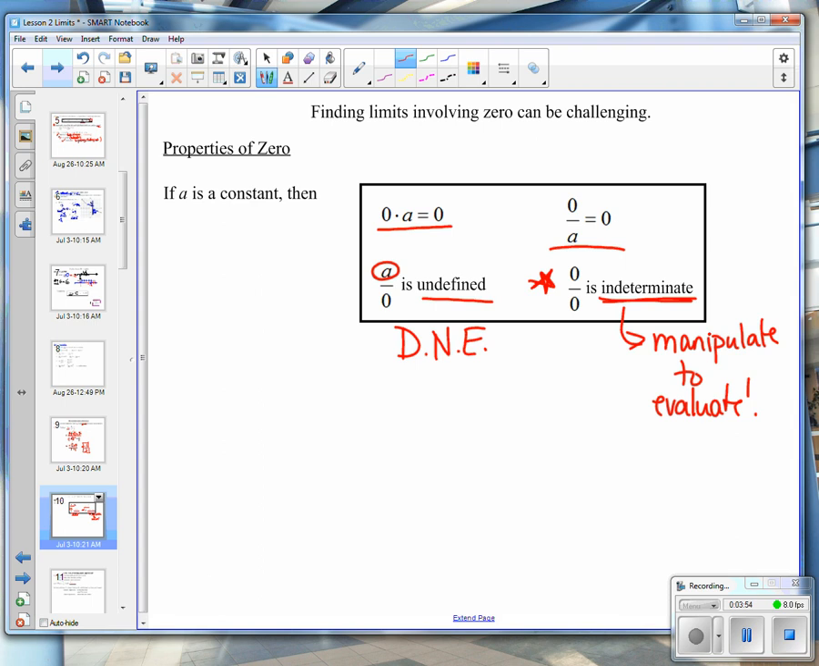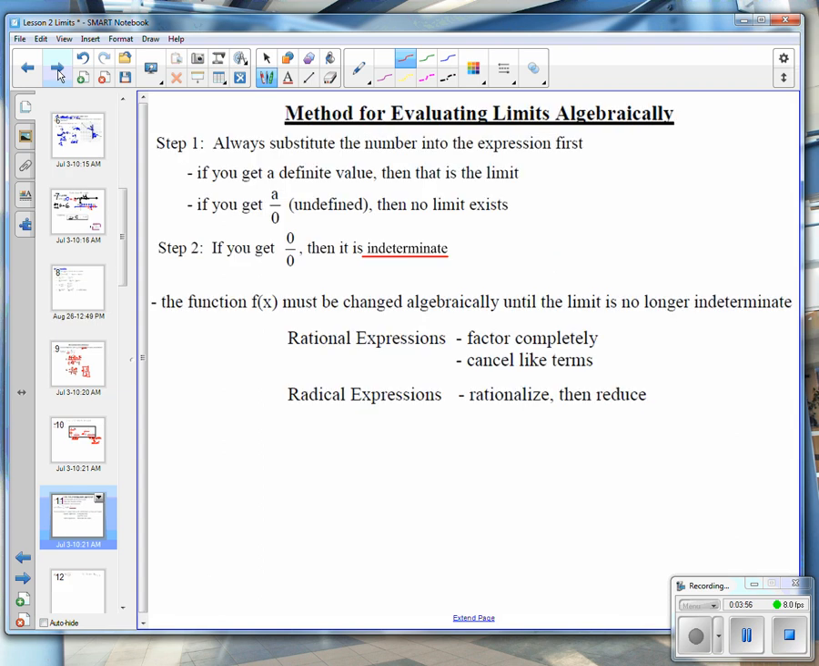Okay, so we've got to do something with that one. So let's look at some steps. Again, you guys can come back to these after you've done some examples and it might make a little bit more sense. So step number 1, always what you want to do, try and take that easy route out, just like that last example that we did. Substitute the number into the expression first.